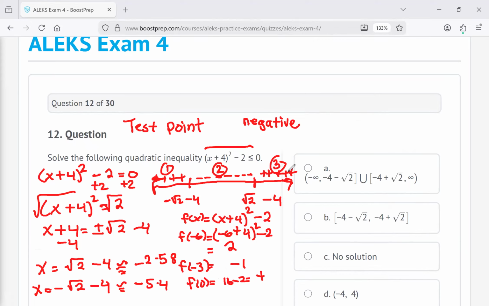Okay, so this is where we come back to the original symbol. This is where we only care about the negative sign. So that is in region 2, right? Region 2. So that means our solution is going to be from here to here. So it's going to be from negative √2 − 4 to √2 − 4. So it's going to be this one.